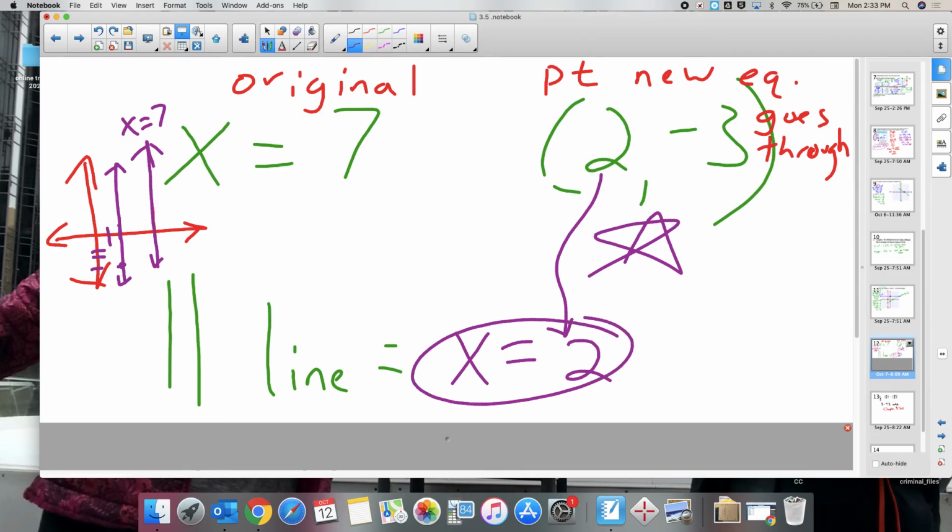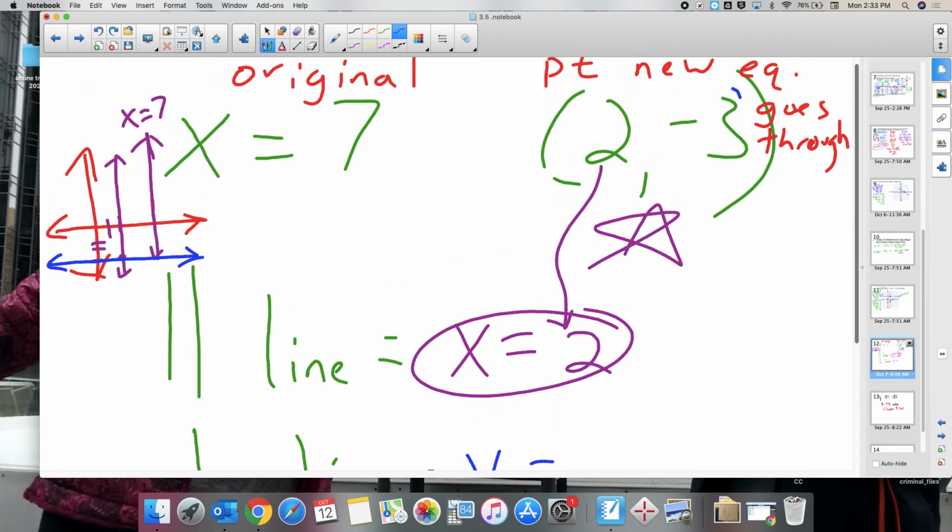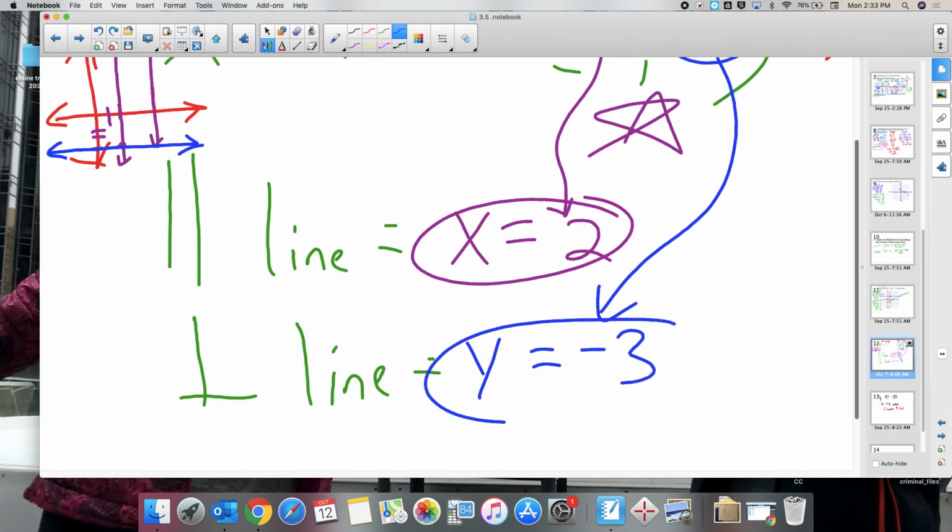If instead, and you're going to have this on your test, if instead they want a perpendicular line, if the original line is going vertically, the perpendicular line is going to have to go horizontally, meaning it's going to have to go from left to right. The equation of that type of line is always y equals some number. What does y have to equal if it goes through my point? Well, y would have to equal negative 3. There's no work to do on these problems. You either know it or you don't. You're going to have one of each of those on your test. Right? So make sure we know how to do this.